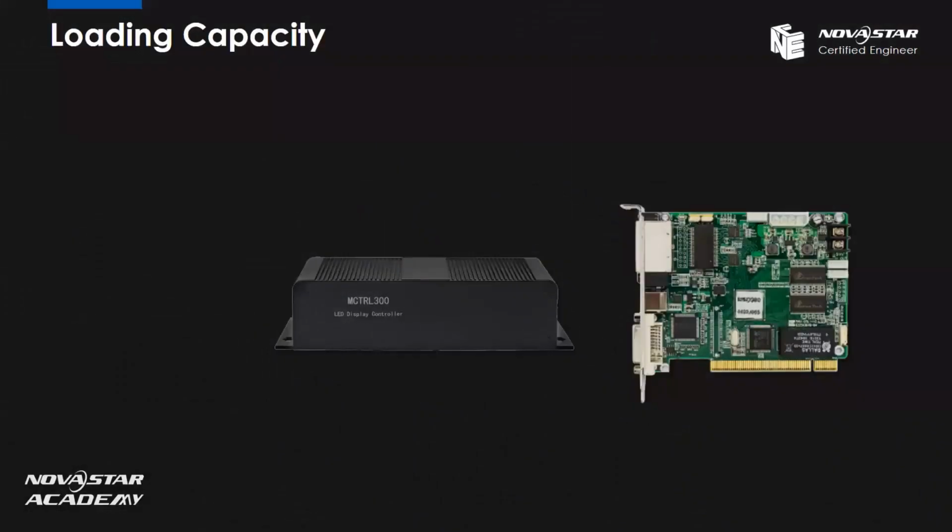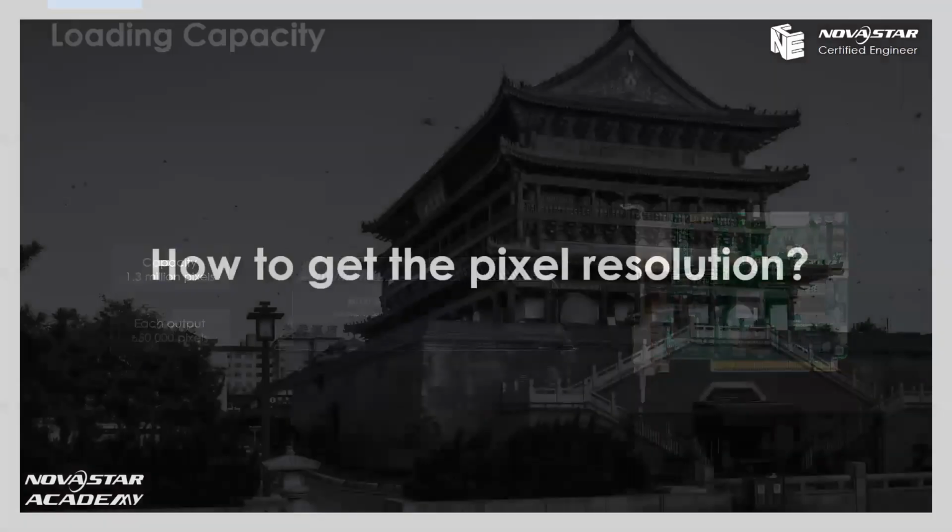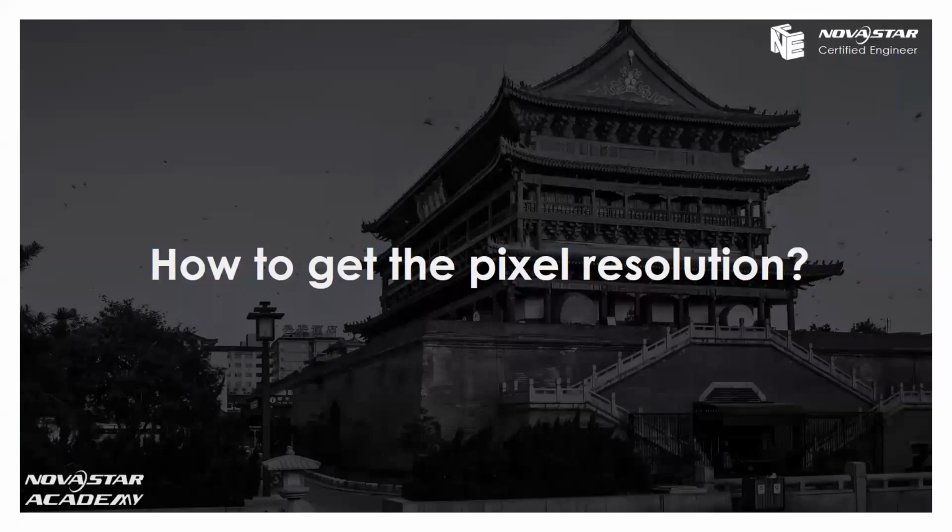Here is the first important piece of information for you to remember. The loading capacity of a M Control 300 is 1.3 million pixels. And we know M Control 300 has 2 output ports. So for each output port, the loading capacity is 650,000 pixels. Then let's see how to get the pixel resolution.